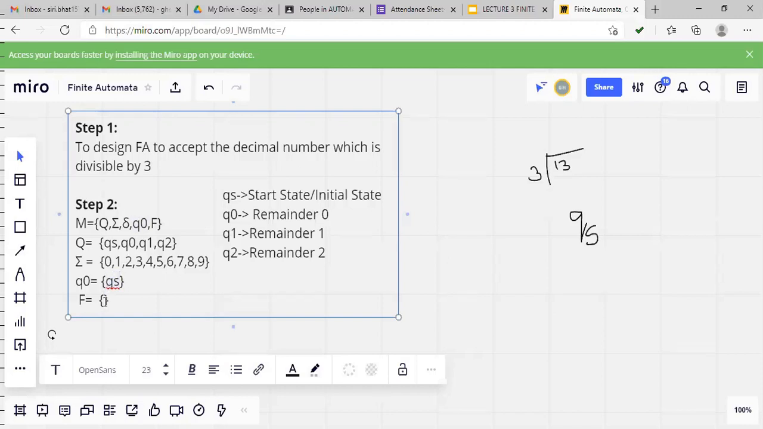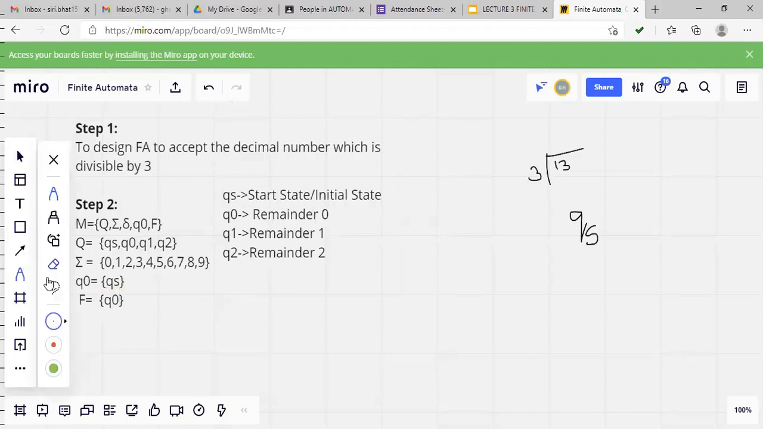Okay, final state. Which is our final state? What is required? Divisible by 3. And we have found that when the remainder is 0, the string is accepted, or the string is divisible by 3. Right? Are you getting, students? When the remainder is 0 of a decimal number, then we say that the number is divisible. The remainder 0 is in the Q0 state. So Q0 will be my final state.